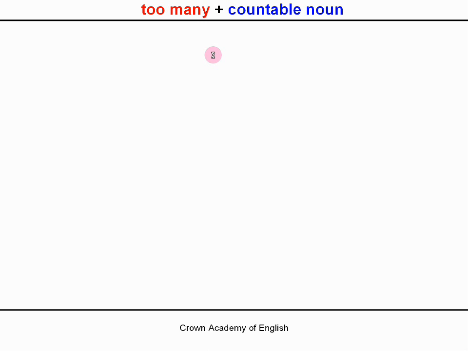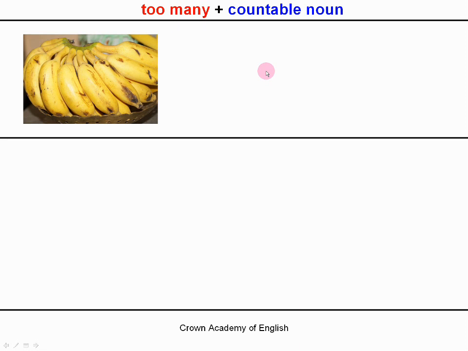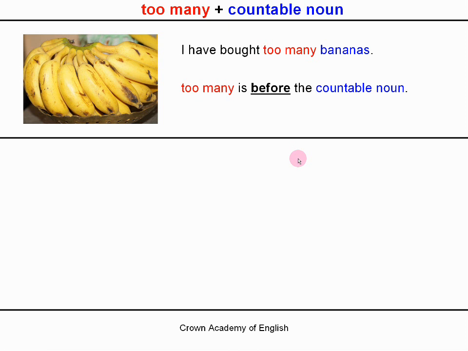We can also use too before a noun. And if the noun is a countable noun, then we use too many. Okay? Example. I have bought too many bananas. Too many bananas. And as you can see, we write too many before the countable noun.